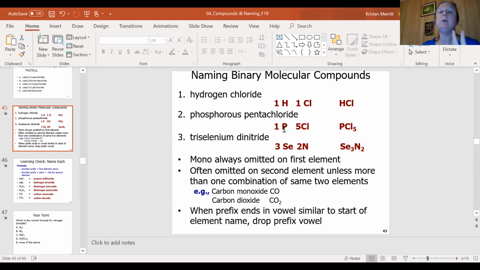We rarely say mono. We only say mono if it's an archaic term like carbon monoxide. So as a rule, we don't say the 1, we don't say mono, we just assume. So we don't say monophosphorus pentachloride. You just say phosphorus pentachloride. But if you have more than one, even at the front, you have to say it. So this is triselenium, because there are 3, dinitride. IDE, because it's the second element. So triselenium dinitride.